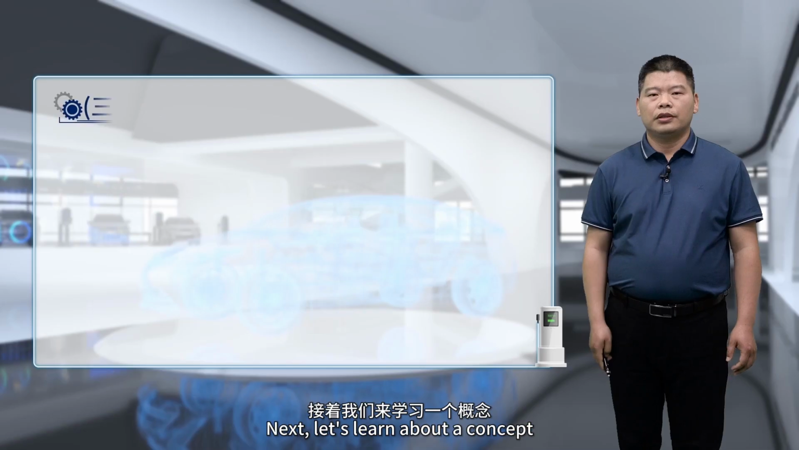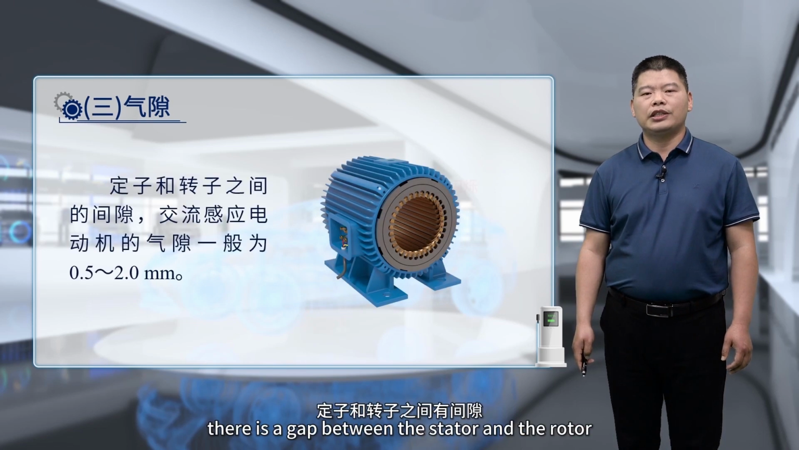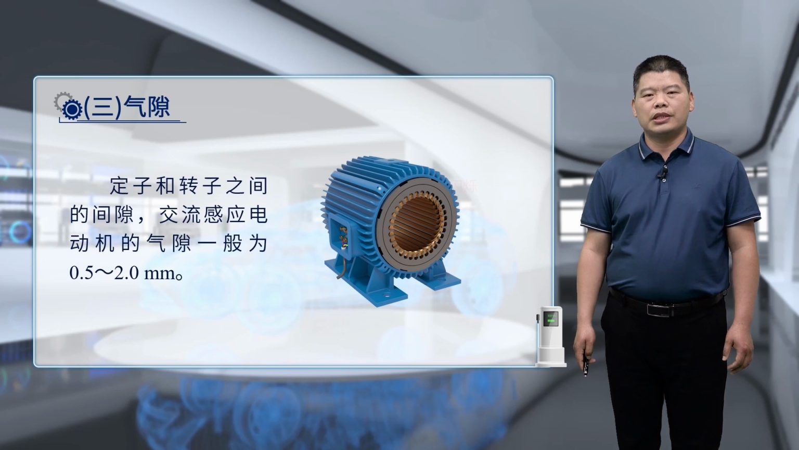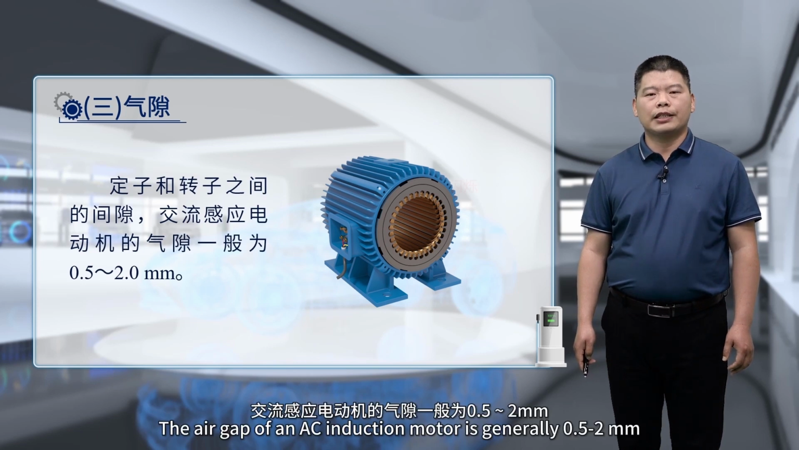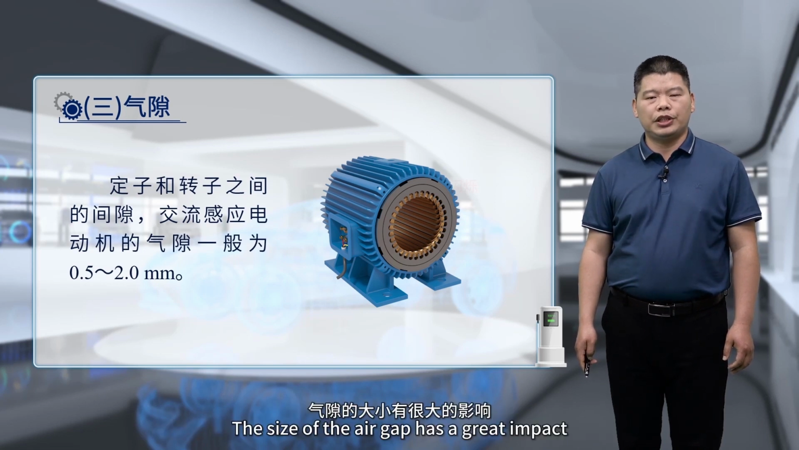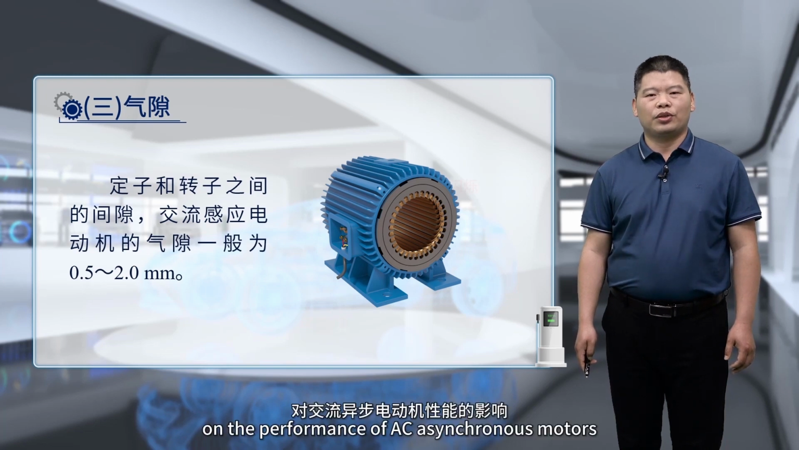Next, let's learn about a concept called air gap. Because the motor rotor needs to rotate, there is a gap between the stator and the rotor. This gap is called the air gap of the motor. The air gap of an AC induction motor is generally 0.2 to 2 mm. The size of the air gap has a great impact on the performance of AC asynchronous motors.